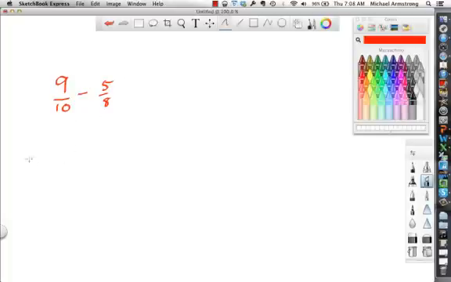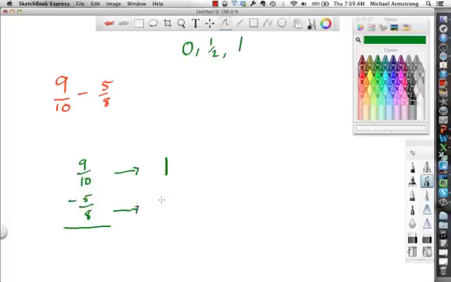Sometimes the book, let's see, I should write it the way the book does it. The book writes 9/10 minus 5/8, like this. And they put their little bar. So this is sort of a vertical format. And then they change the numbers to the right. 9/10 rounds to 1. Remember, our benchmarks are 0, 1/2, and 1. Well, 9/10 rounds to 1. 5/8 rounds to 1/2.